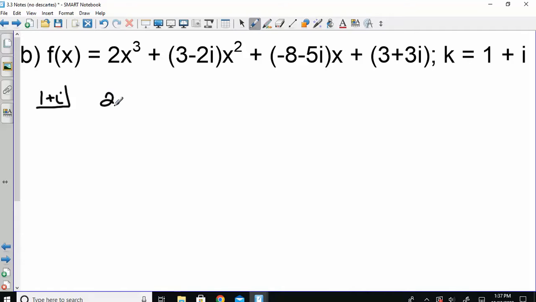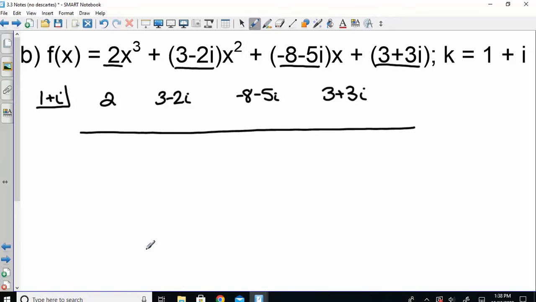So my coefficients are my everything except the x's. So we have a 2, we have a 3 minus 2i, we have a negative 8 minus 5i, and we have a 3 plus 3i. Okay, it looks kind of gross at the moment, but we're going to be in good shape because when we do the synthetic, all these i's are going to disappear.